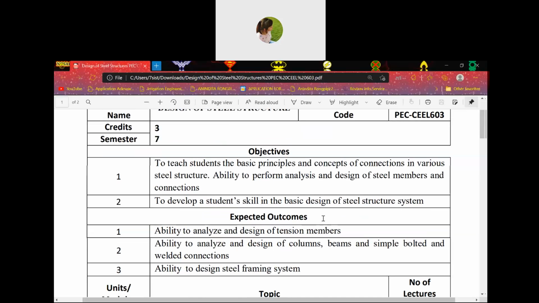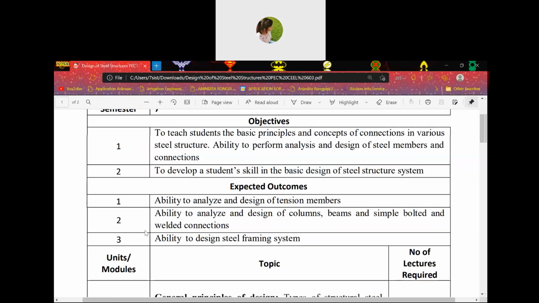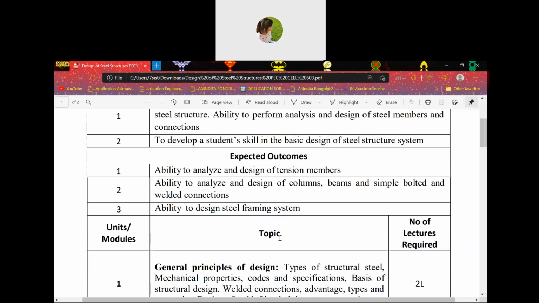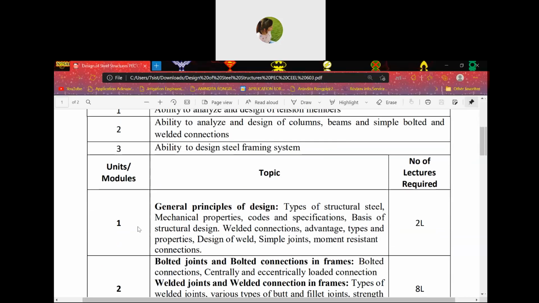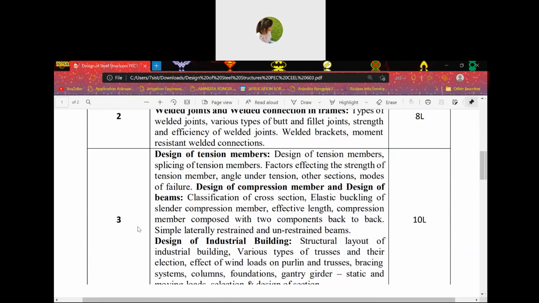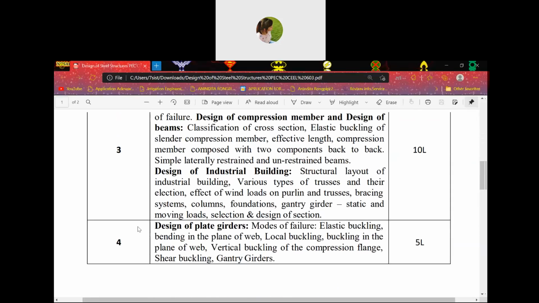After the completion of this course, only three expected outcomes are mentioned here. The first is the ability to analyze and design the tension members of steel structures. Then the ability to analyze and design columns, beams, and simple bolted and welded connections in a steel structure. Then the ability to design steel framing systems.